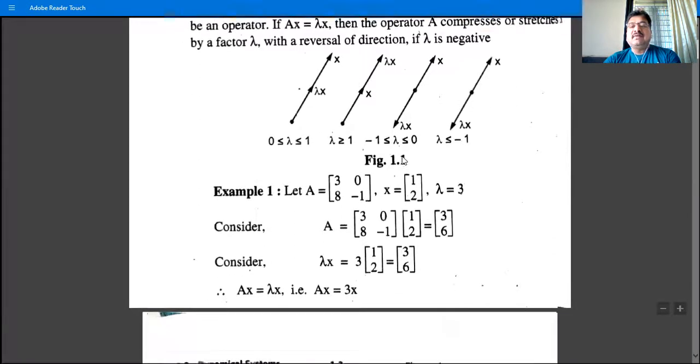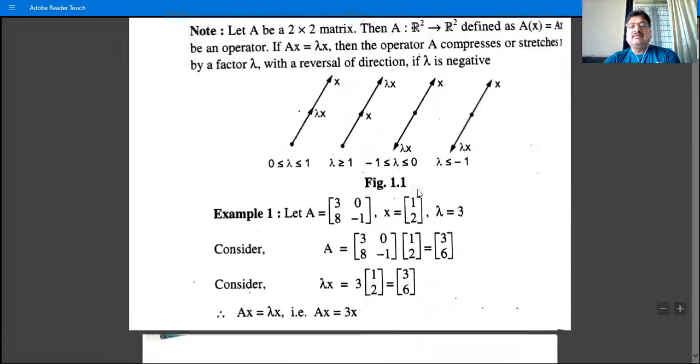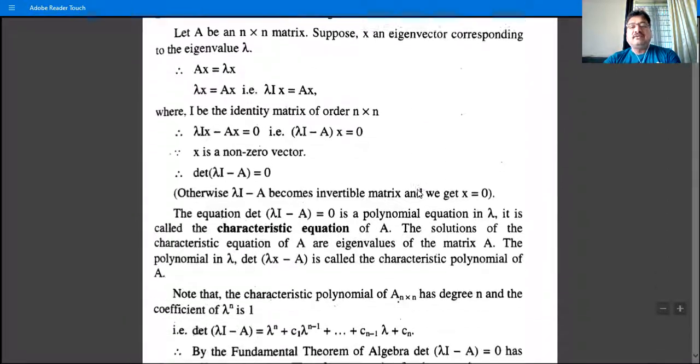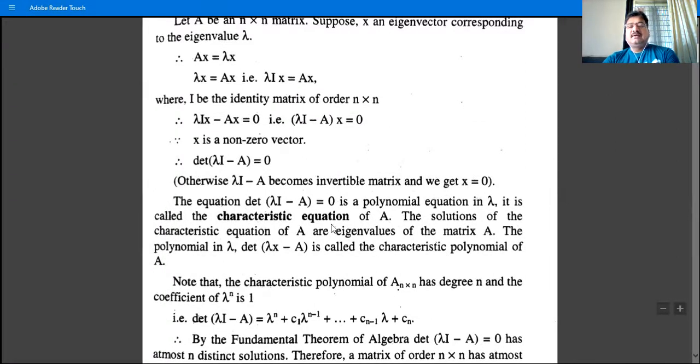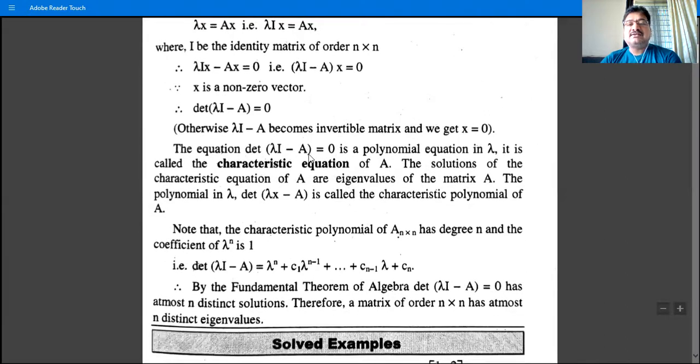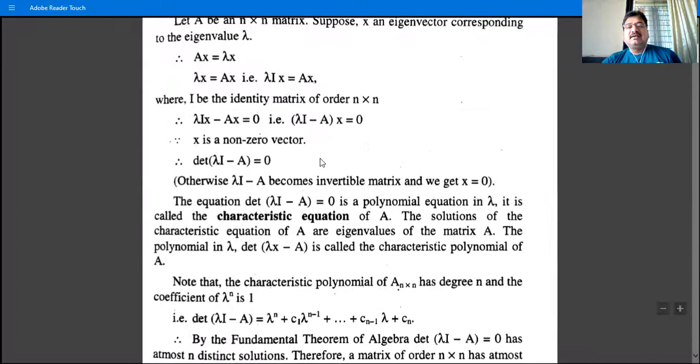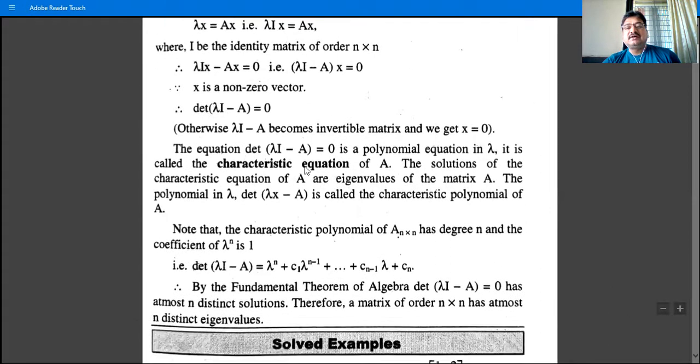This is the definition, and now how can we find the eigenvalues? In order to find the eigenvalues, we have to find the characteristic equation first. What is the characteristic equation? Determinant of lambda I minus A equal to 0 is called the characteristic equation of A. First find lambda I minus A, then its determinant, and set it equal to 0. Instead of lambda I minus A, we can also take A minus lambda I. Either one is the same.